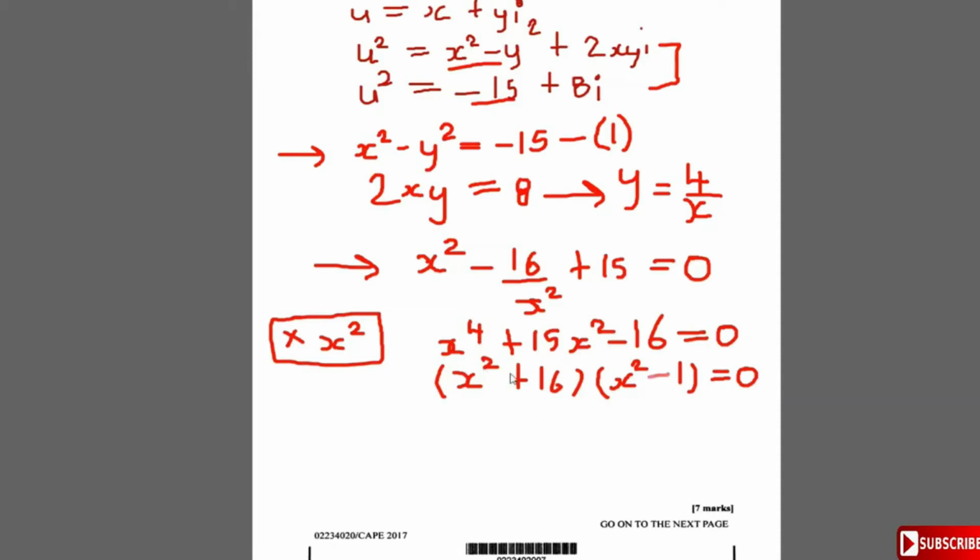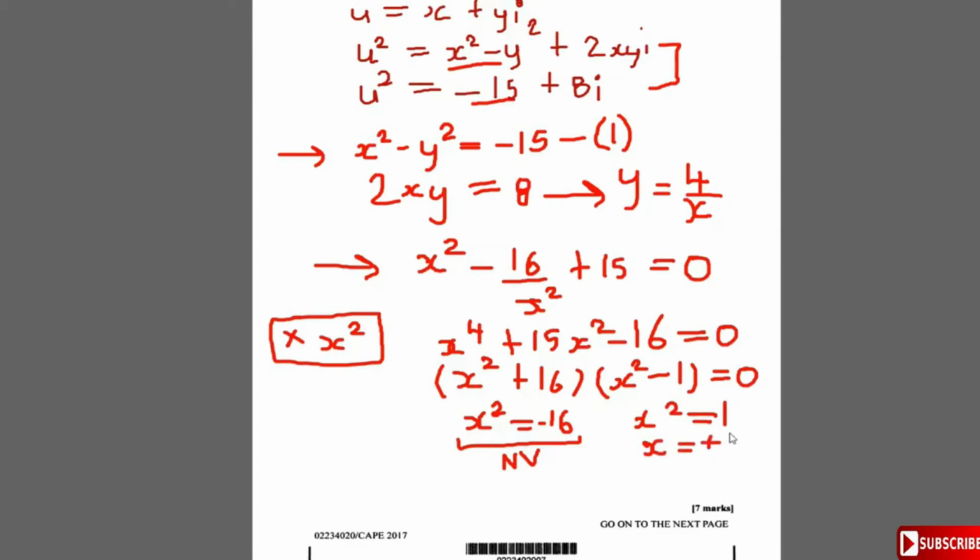And so that means x squared is equal to negative 16. But this one is not valid, because x squared can't be negative 16 as x is a real number. And so all we're left with is x squared is equal to 1. And if x squared is equal to 1, we're getting that x is equal to plus or minus 1.